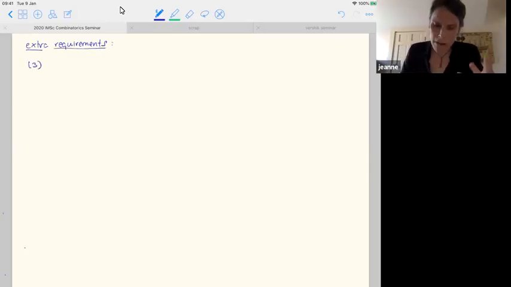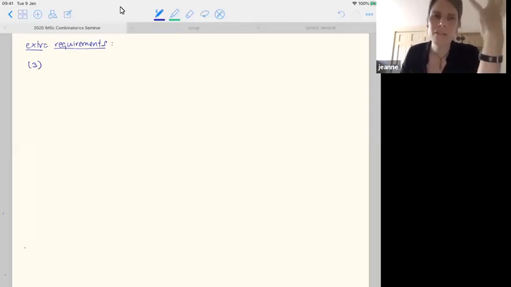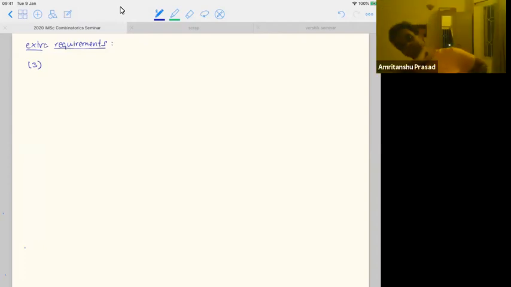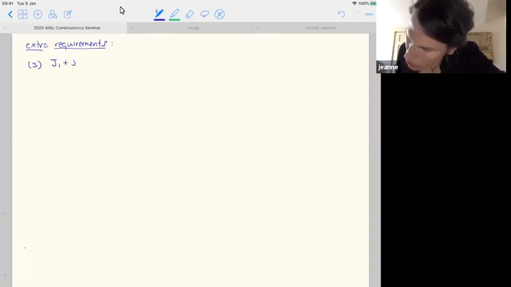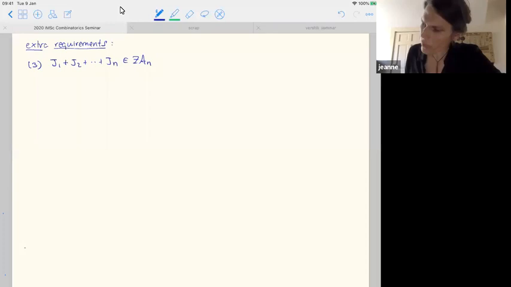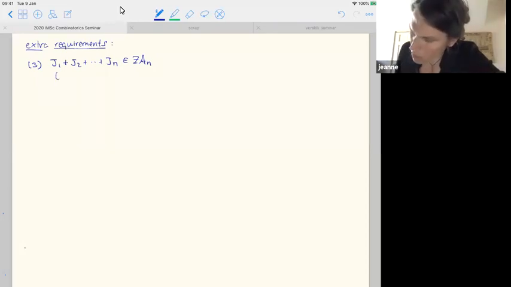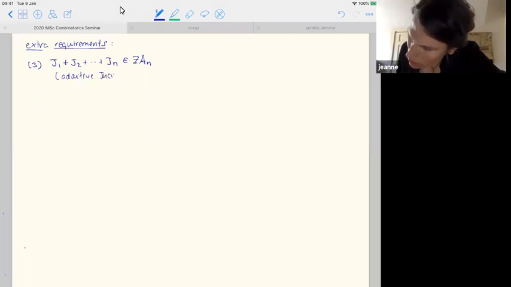One natural thing is to assume that the sum of the first n of these Jucys-Murphy elements is itself central, which is kind of what I was saying. So we could require that J1 plus J2 plus ... plus Jn is inside the center of An. In this case we would say these are so-called additive Jucys-Murphy elements.